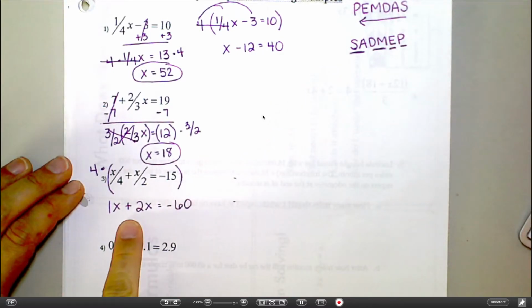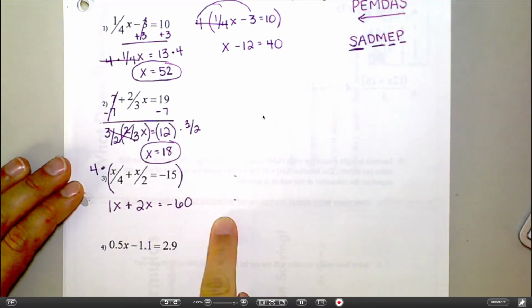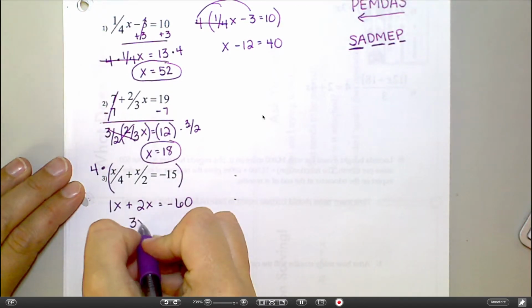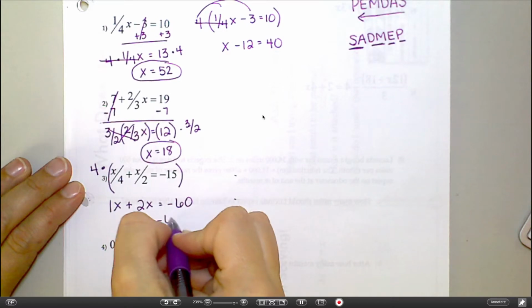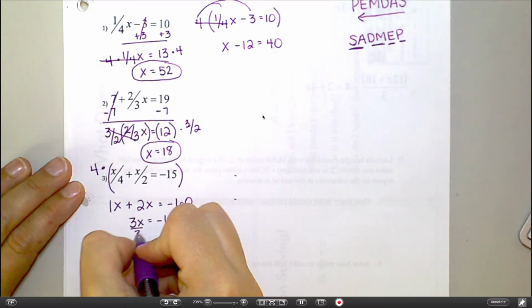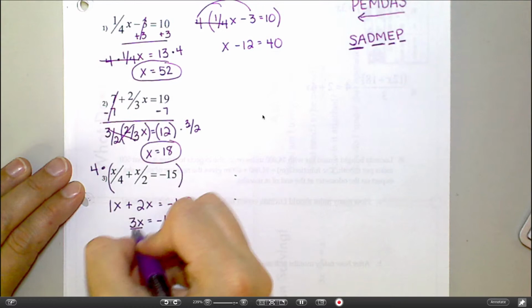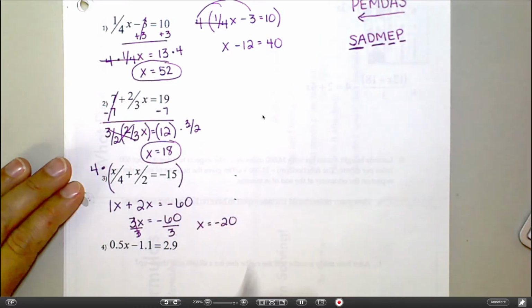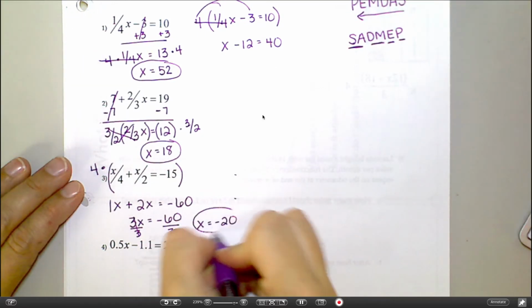And now I can combine, and doesn't that look prettier though? Isn't that way nicer than what it started with? So 3x equals negative 60, divide by the 3, divide by the 3, and x equals negative 20. That's my favorite number. Perfect.